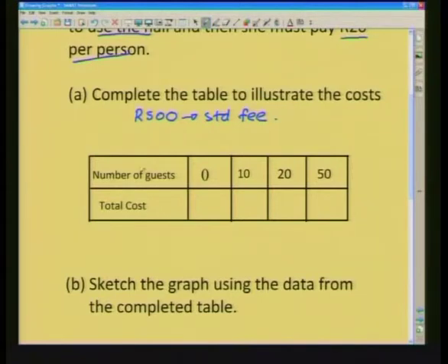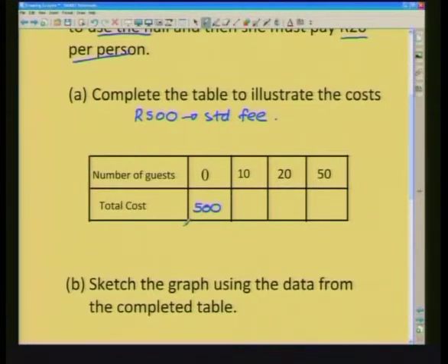All right, so when the number of guests, which they give you as 0, 10, 20, 50, those are all the different values. They want to know what will the total cost be when the number of guests are those specific numbers. So when we have 0 people attending her birthday party, so no one arrives to the birthday party, she still has to pay 500 Rand because that's the standard price for using the hall.